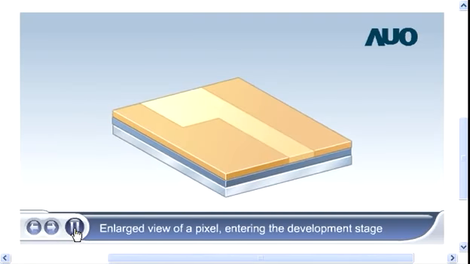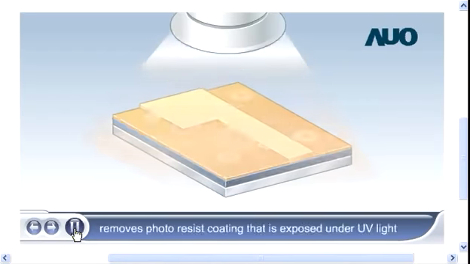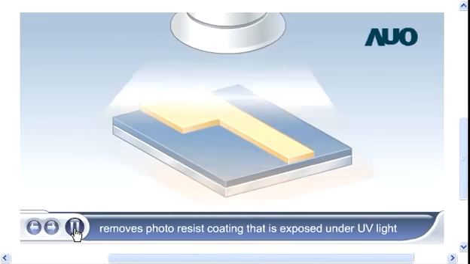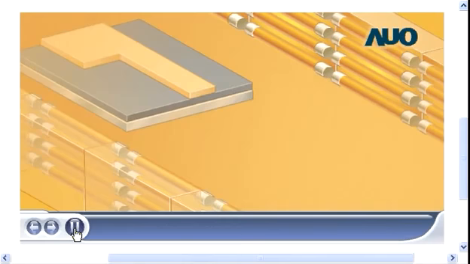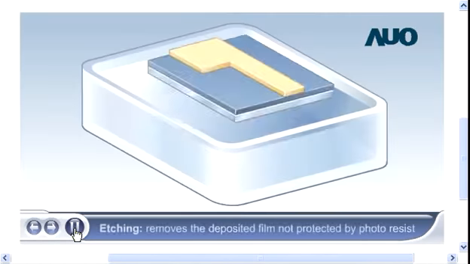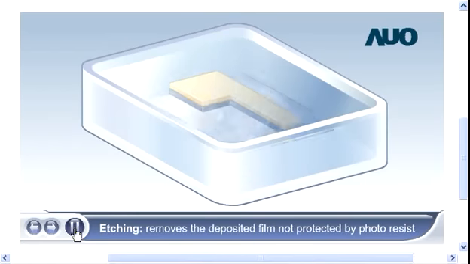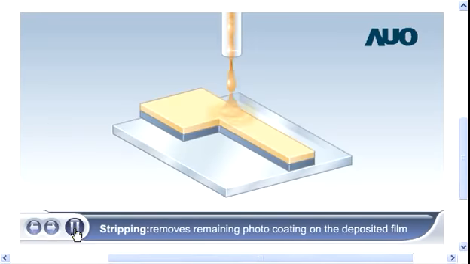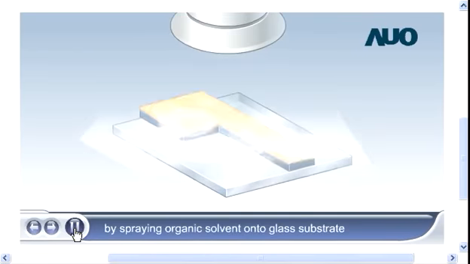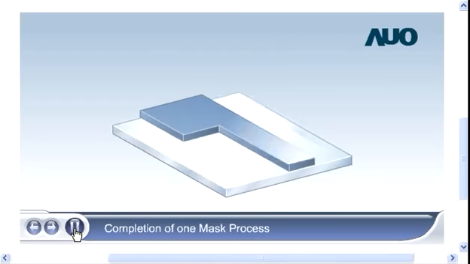So this is 1 pixel. And it is a development to wash out of the non-exposed part. Then it is etching, to etch the ITO part. So this is finished with the first process, and then another process is repeated with a different pattern.